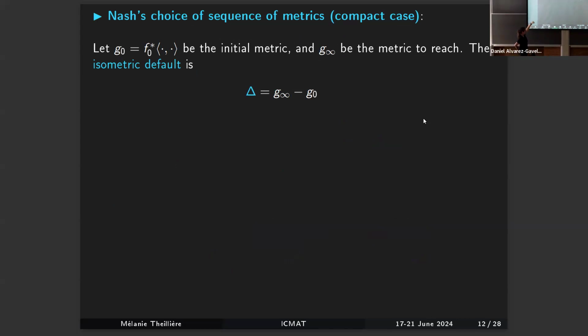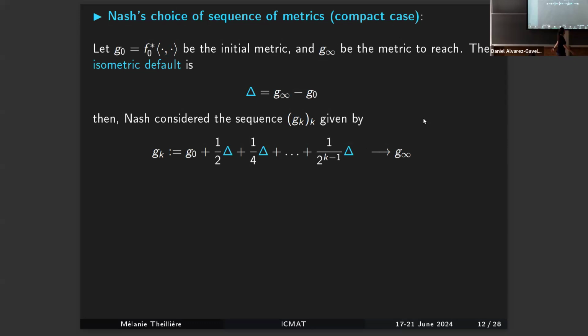So in fact, let's take a look at the choice of Nash for the sequence of metrics. We have an initial metric, let's say g0, which is given by the strictly short embedding we choose at the beginning, and g infinity, the metric to reach. So this is the isometric defect. This is the length we have to add at the end. And in the compact case, Nash chooses this sequence of metrics. He takes the initial metric g0, and he increases the length by half of what we need to add, and again half of what is needed, so now a quarter, and again, and at the limit, he reaches the metric we want to have.